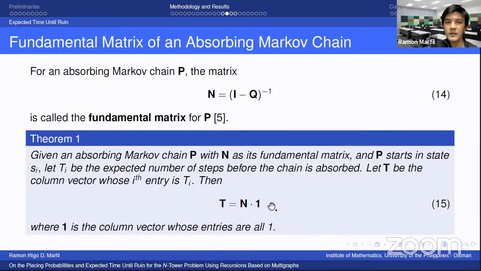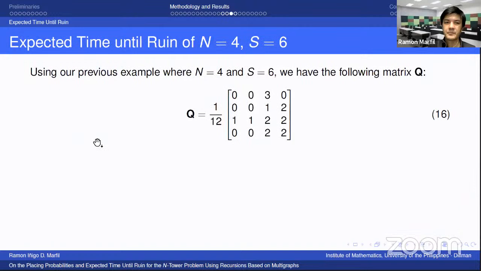So binibigyan lang tayo ng paraan ng pag-solve ng expected time until ruin gamit yung fundamental matrix. So essentially, ang sinasabi lang natin dito sa theorem na to, kapag alam na natin yung fundamental matrix ng isang absorbing Markov chain, ang gagawin lang natin ay i-add lang natin yung entries, lahat ng entries doon sa bawat row, and yung sum ng entries para sa bawat row, yun na yung magiging expected time until ruin, given your initial state S sub I.